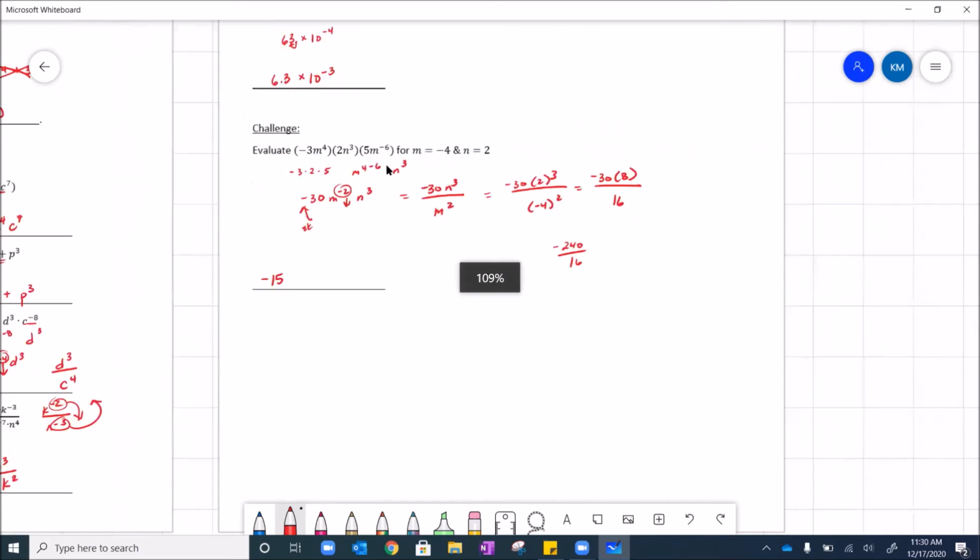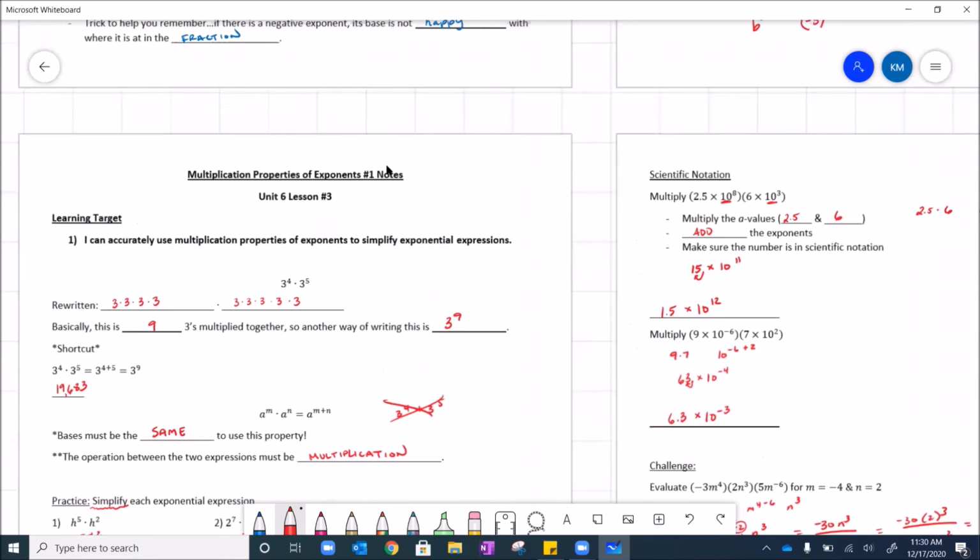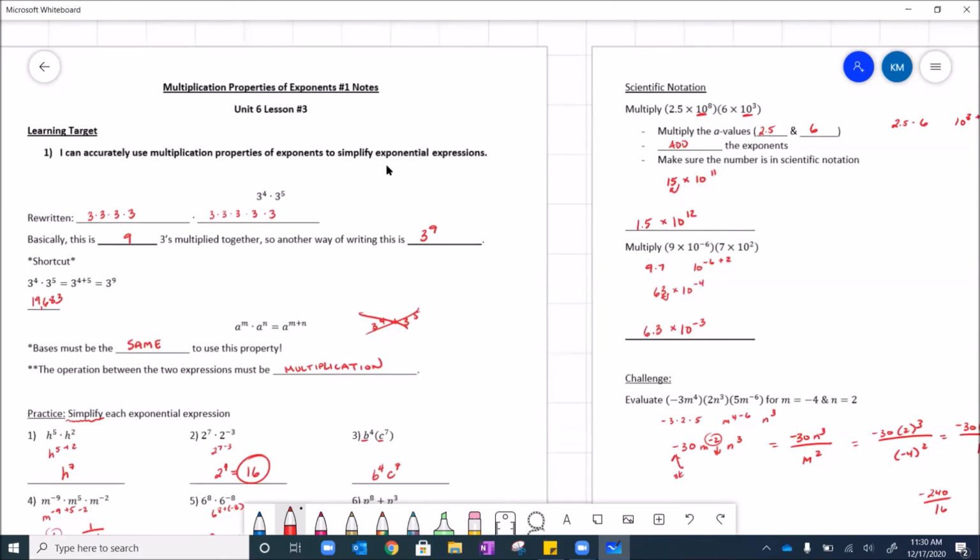All right, and so that is our multiplication properties of exponents. Number 1, we'll add to that. All right, see ya.